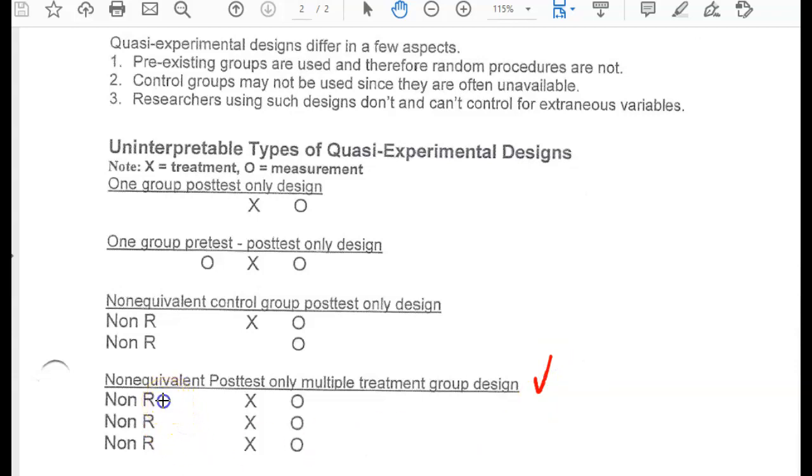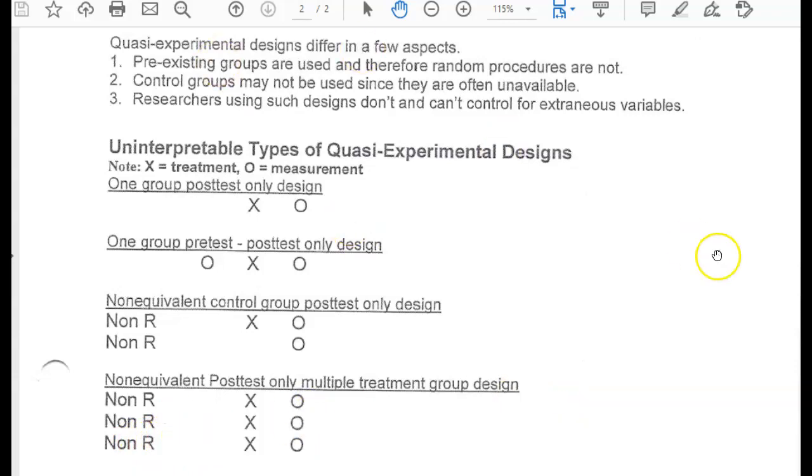They're all non-random. See? Non-random, non-random, non-random. Maybe three different psychology classes, but you see what's going on here? There's no pretest. So three different groups, and maybe they're all different. One is abnormal psych, one is research methods, one is statistics. I don't have any pretest. They all go through some sort of treatment, and they all get a post-test here. But two problems. They're not random people, and I have no pretest.